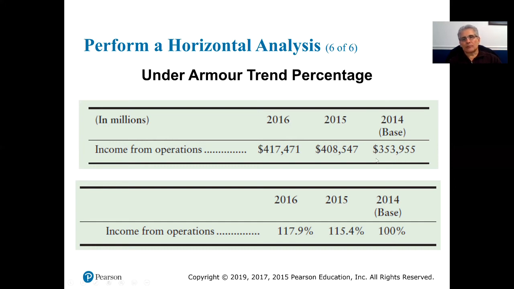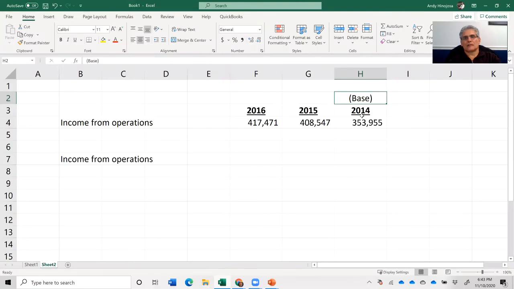So from here on, we're going to look at every year following 2014. We're going to start off with the base of 2014 and compute what is the following year's amount compared to the base of that. So in other words, 408,547 divided by the base year, 353,955. And then we're going to compute the 2016 trend percentage, 417,471,000 divided by 353,955. Let's see how this looks on a spreadsheet.